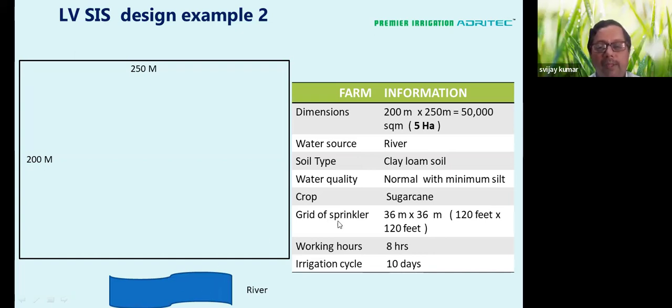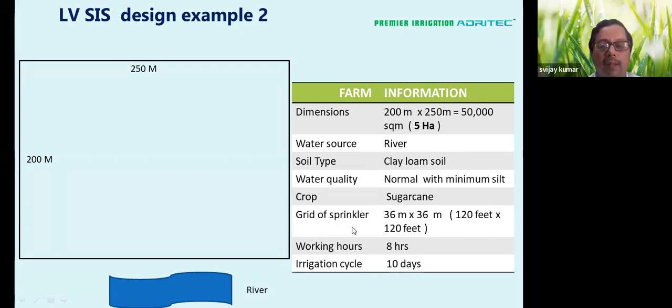And the crop being sugarcane, this particular sprinkler is a big sprinkler, and therefore I have taken a grid of around 36 meters by 36 meters. That means the sprinkler spacing in the north-south and the east-west is going to be 120 feet by 120 feet. So the sprinkler is going to cover a very large area.